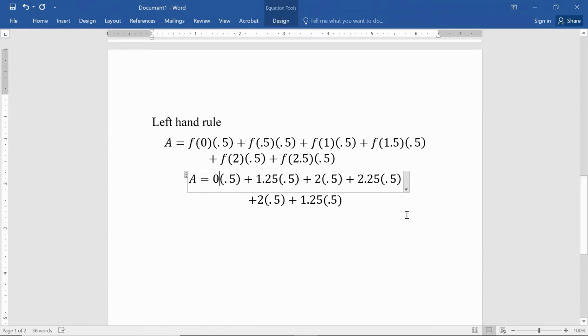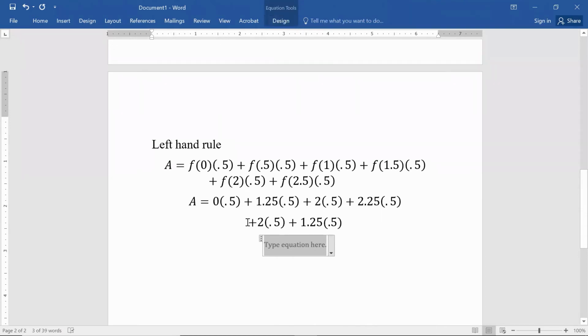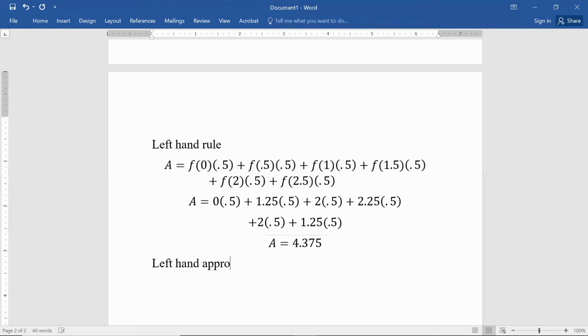And if you calculate this, it turns out this also is an area of 4.375. Therefore, the left-hand rule approximation is also 4.375.